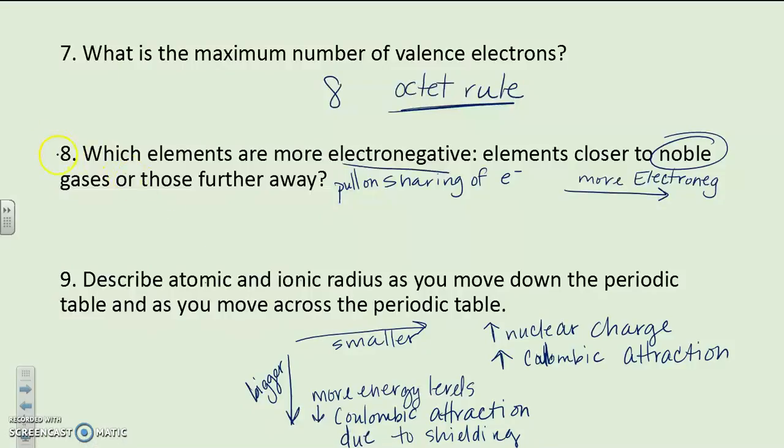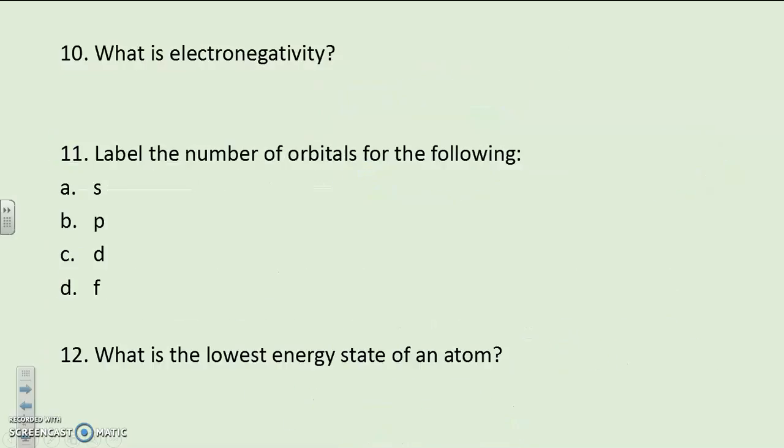These right here, 8 and 9, are both on the periodic trends quiz, or test, excuse me. I'll explain that in class. Number 10, this is on the test as well on Friday. What is electronegativity? I just told you. It's the pull on shared electrons.